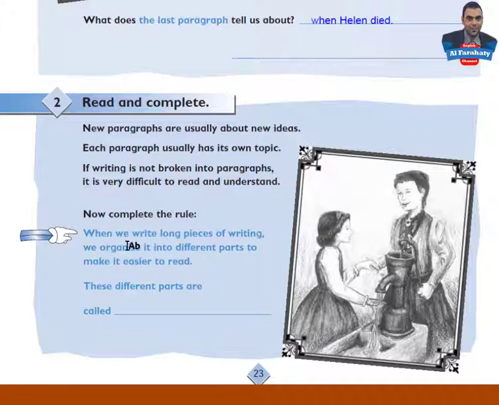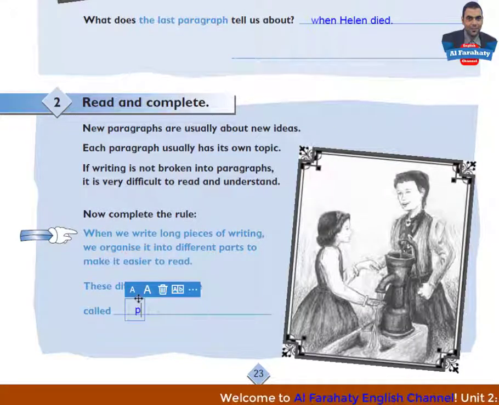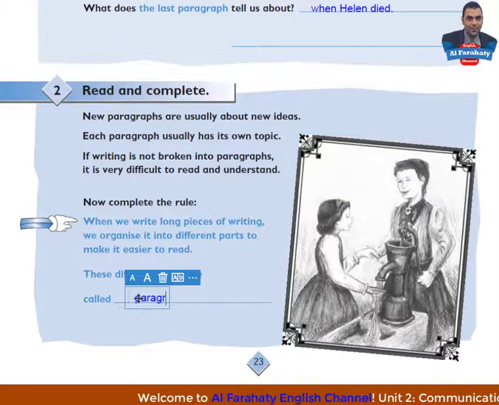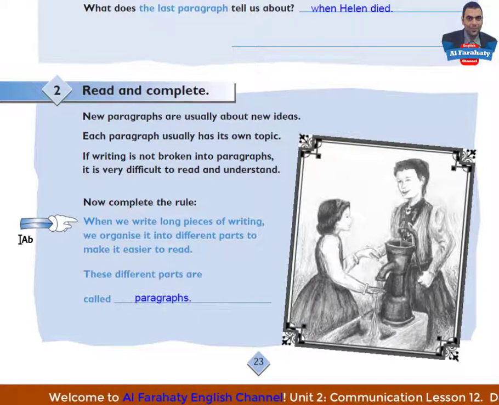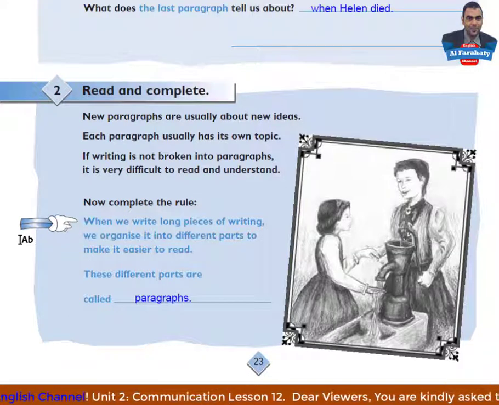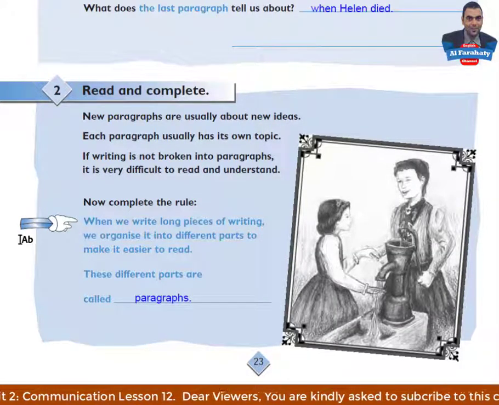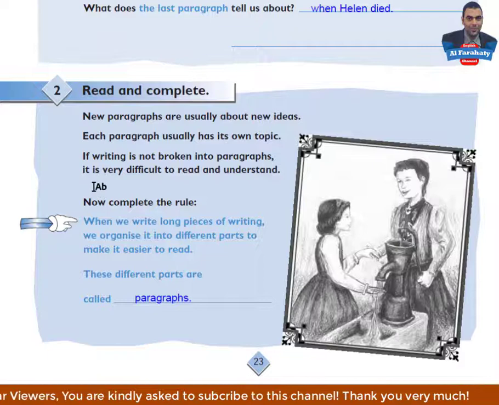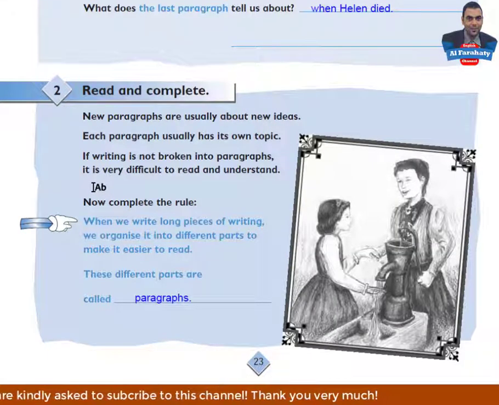Now complete the rule. When we write long pieces of writing, we organize this writing into different parts to make it easier to read. These different parts are called, excellent, paragraphs. So we learn that when we write long pieces of writing, we divide that writing into paragraphs. And we do that in order to make the writing easy to read and understand.